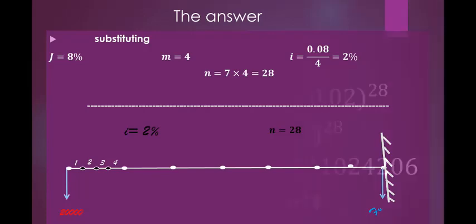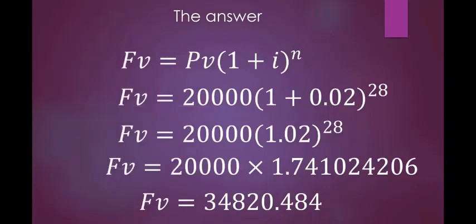And to calculate the future value, we will use the formula FV equal PV times (1 plus I) to the power N. FV is the amount or the future value, PV is the present value or the principal, I is the periodic interest rate, and N is the number of periods over all the time.